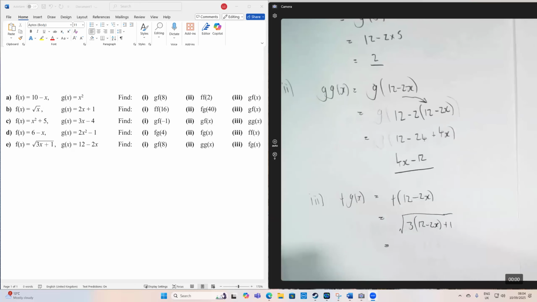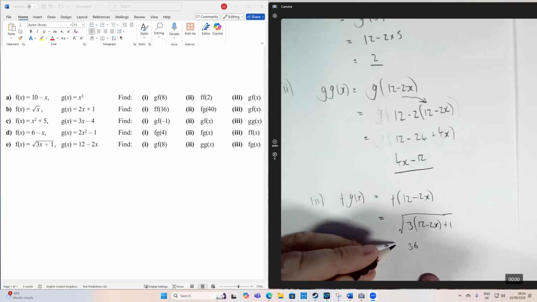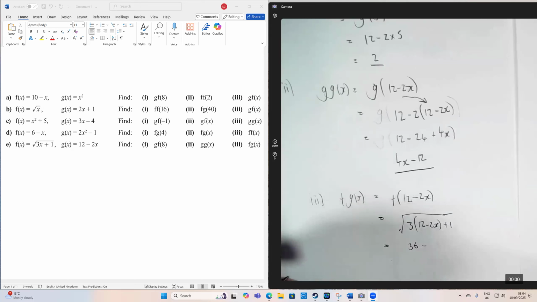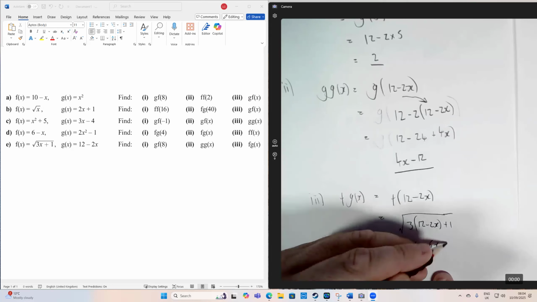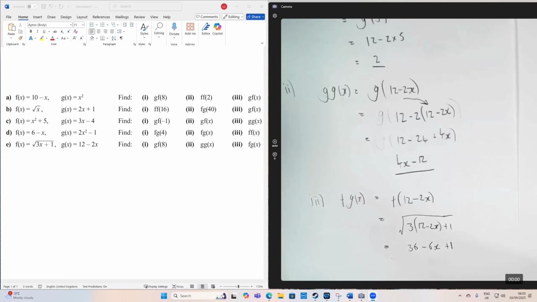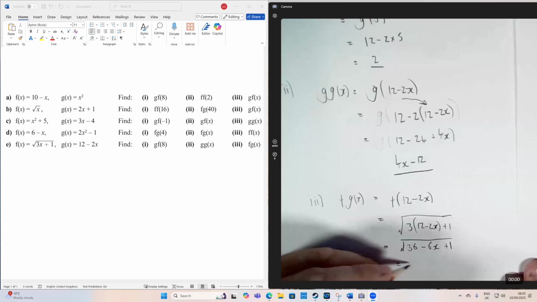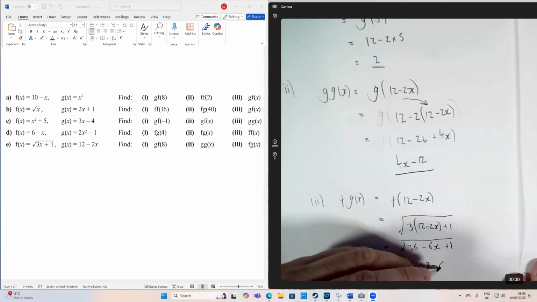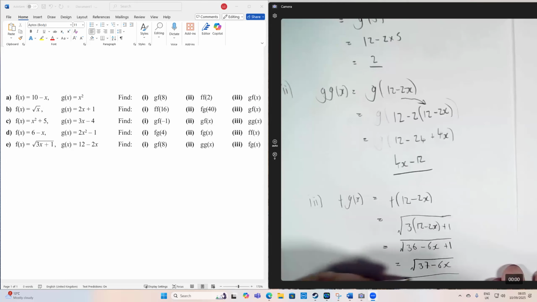Okay, so we're going to work that out now. So that's going to be 3 times 12, that's going to be 36, and we're going to have minus 2x times 3, so that is minus 6x, and then we've got add 1 there like that. So we can see what we're going to get here now. Let's see what we're going to get when we work this one out. That's going to be the square root symbol around that whole thing. 36 add 1 is 37. 37 minus 6x, and the whole thing is square rooted. Okay, and that's our answer for f of g of x.